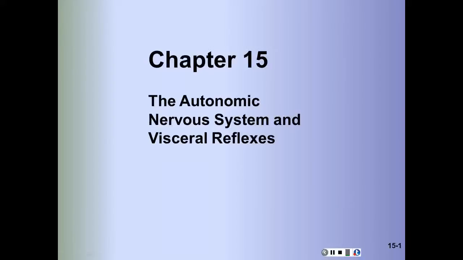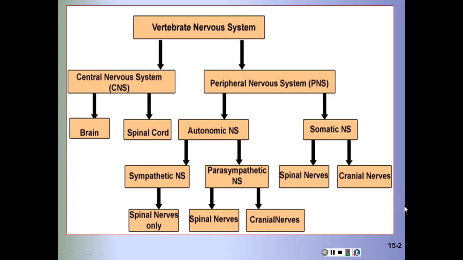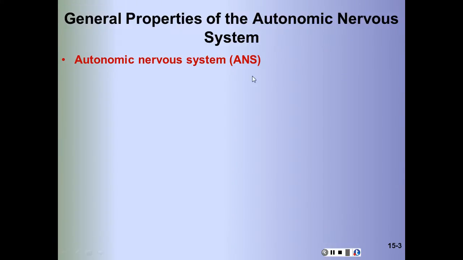Chapter 15, we're going to deal with the autonomic nervous system and the visceral reflexes. Now, we've already covered the various subdivisions of the nervous system, such as the CNS and the PNS. And now we're going to cover the autonomic nervous system, which is another division of the PNS, and of course all the subdivisions involved in the autonomic nervous system. Within the lecture, you'll hear me refer to the autonomic system as the ANS. So please keep that in mind as we go through.